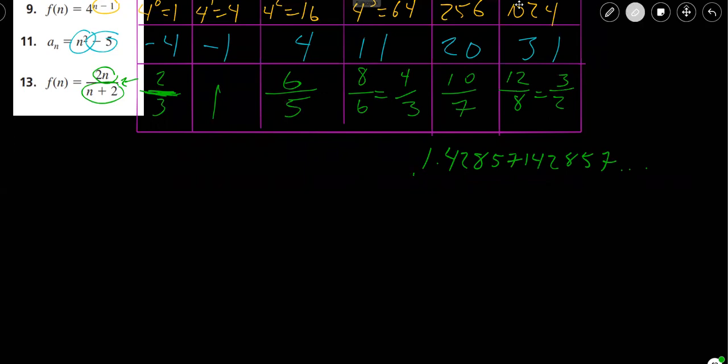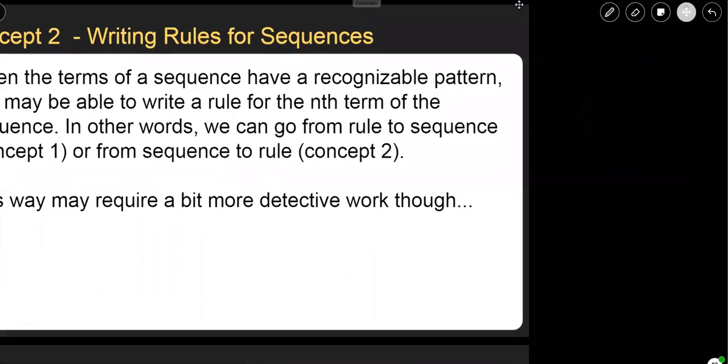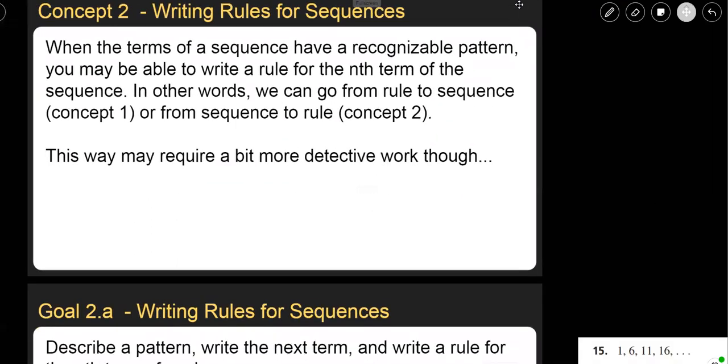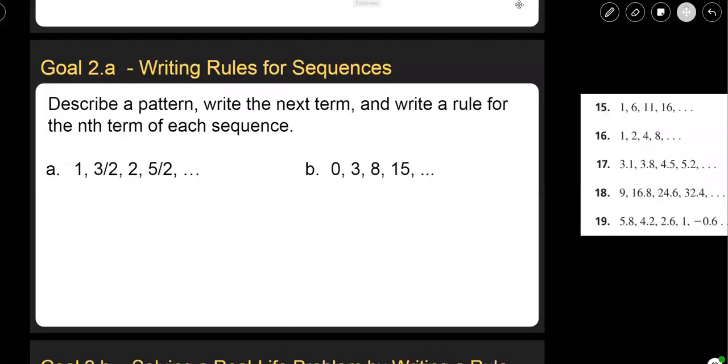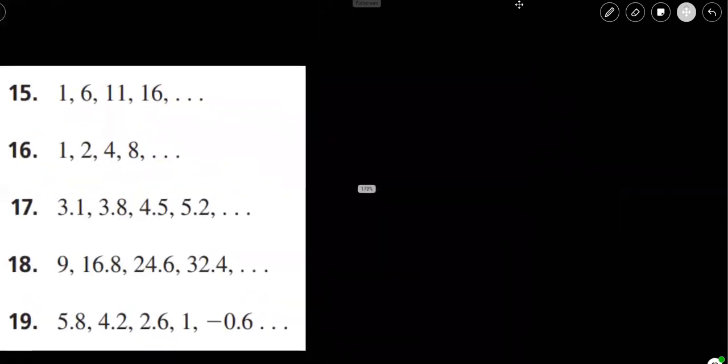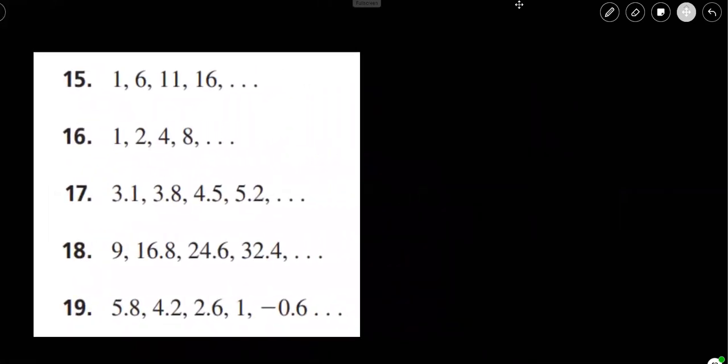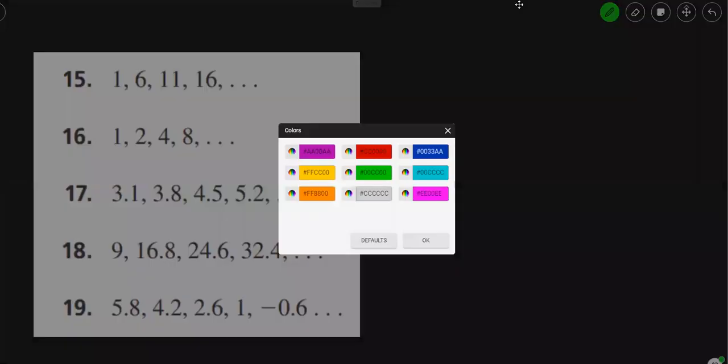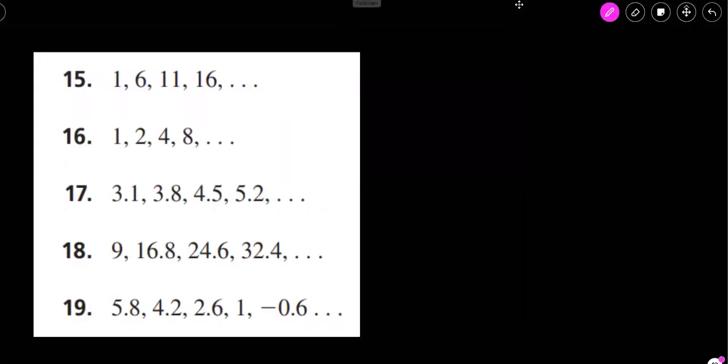So moving forward, we've got rules for sequences. So this is where we're determining a rule for these sequences. We're not going to be describing the patterns, so I'm going to toss this out. But what we will be doing is writing the next term and then writing a rule for the nth term in each sequence. So these go fast, especially since we've already done arithmetic and geometric sequences and series in 8.2 and 8.3. If I look at these, I can see kind of what's happening on each of these.